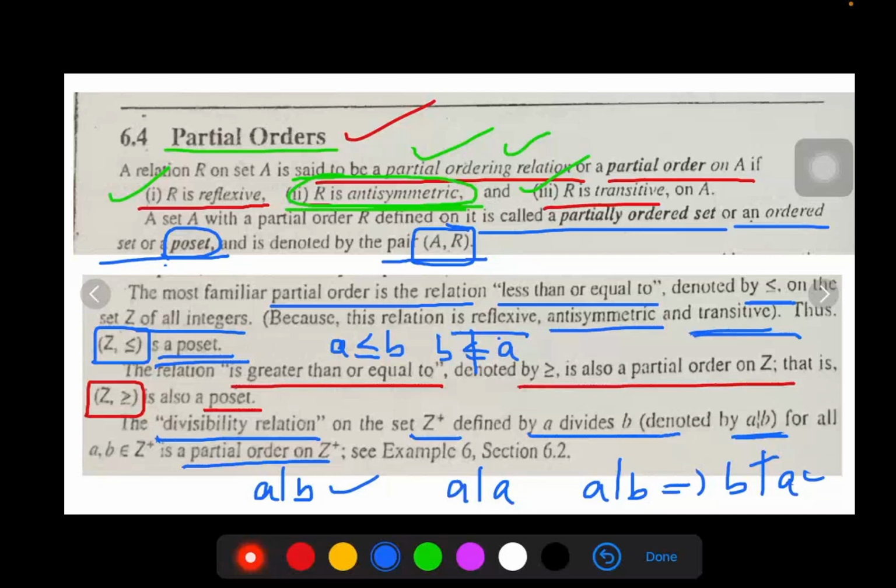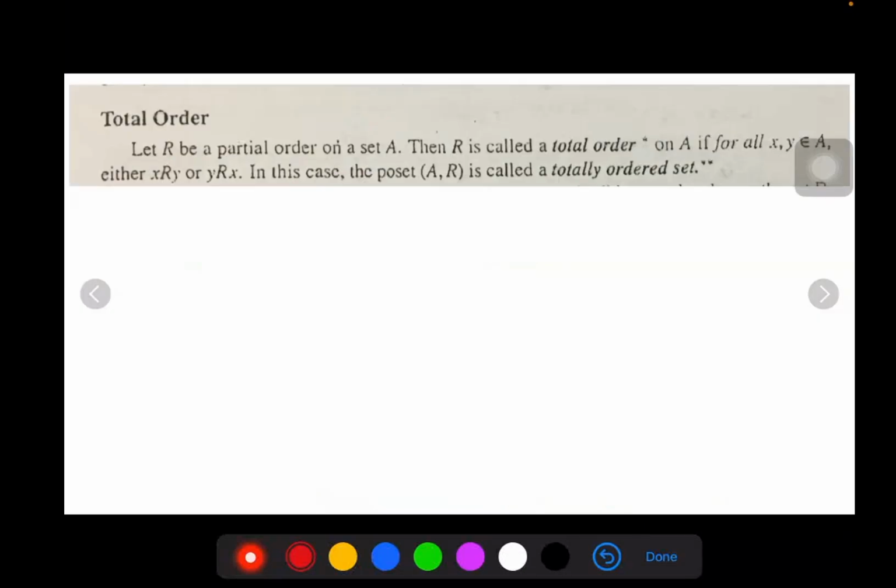antisymmetric property. And the transitive property: A divides B and B divides C, then definitely A divides C, which is a trivial result. Therefore, it satisfies all the conditions, and it is a partial order.